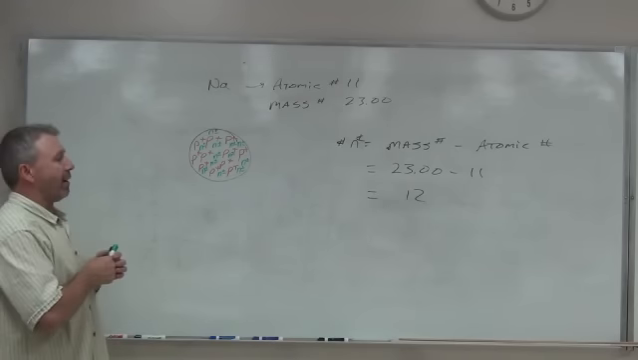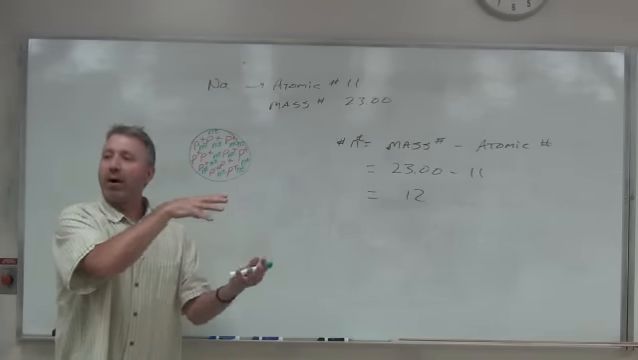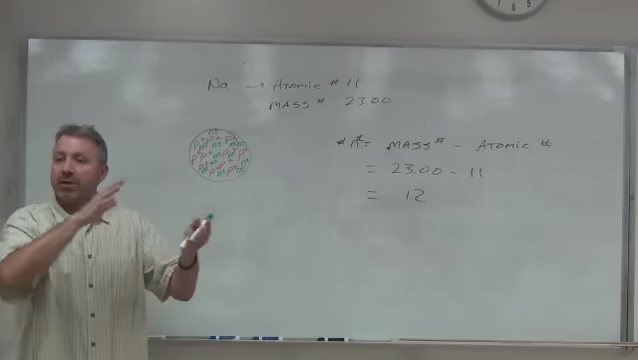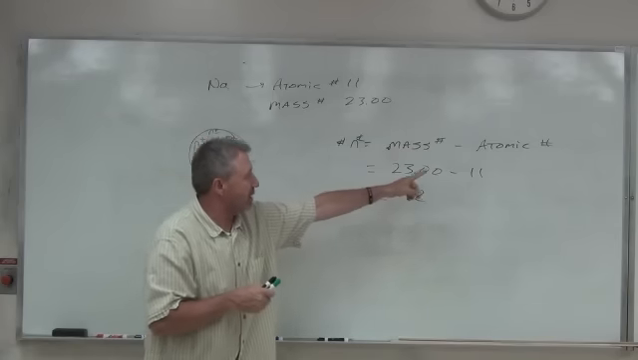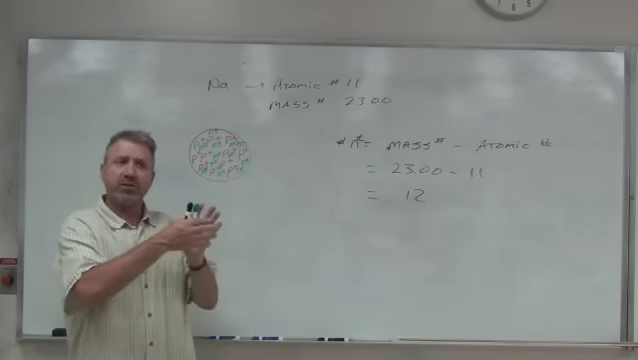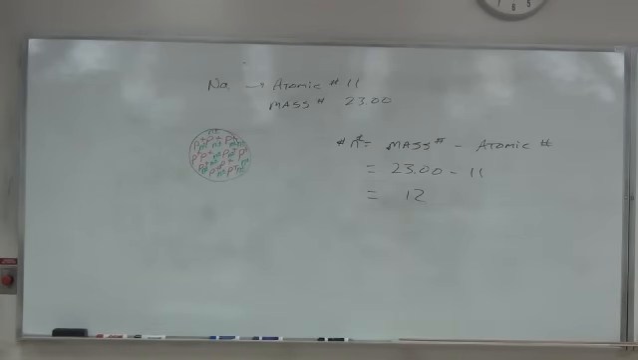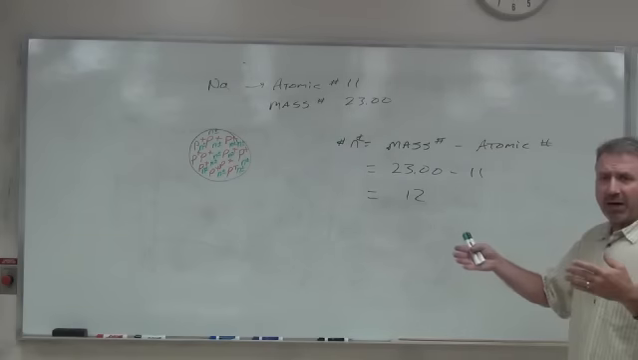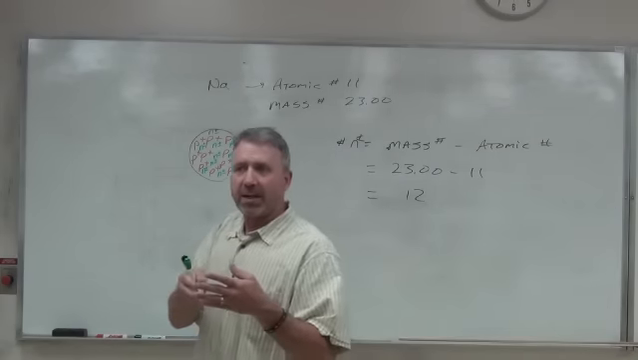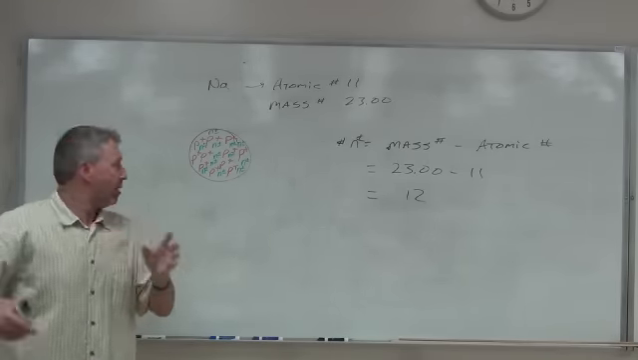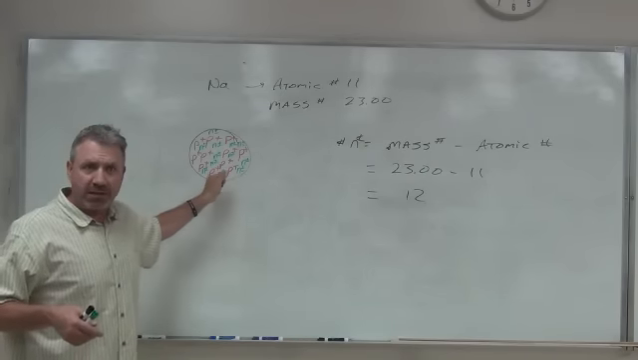Now, as you get into the larger, heavier atoms, the ratio gets more skewed. Here it's pretty close, 11 protons, 12 neutrons. And you start to think, is that the way it always is? I look at oxygen. Oxygen has atomic number 8, mass number 16, so 8 and 8. Is the number of neutrons always pretty close to the number of protons? The answer is yes for small elements, but for larger elements, no. Because, remember, there are positive charges in here.